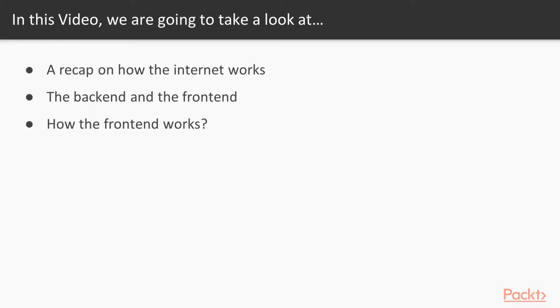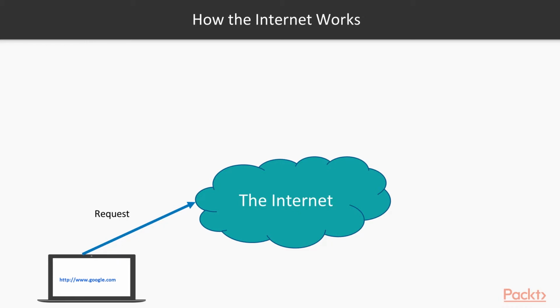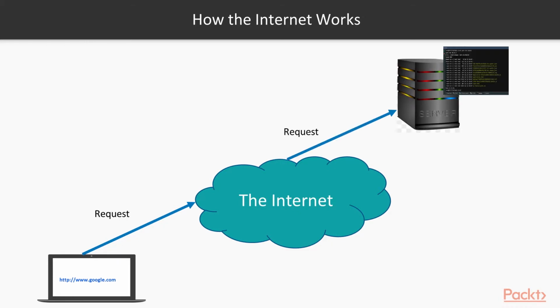So in this particular video, we're going to have a recap on how the internet works. We'll discuss the back end and the front end, that is, look at those concepts and what they mean. We'll also look into how the front end works, which is the main concern for this section. If you still remember, when you type in www.google.com, you send a request to the internet, which is sent to an external server, which runs a piece of code, returns a request, and you get your response.